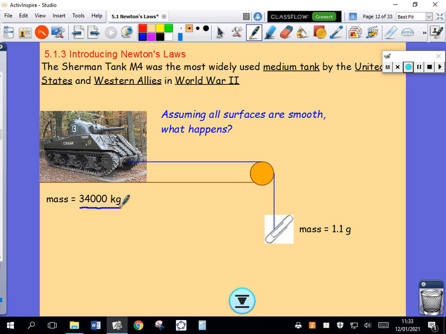What's important here is this. It says assuming all surfaces are smooth. What that means from our perspective is that there is no friction at work here whatsoever. So if all surfaces are smooth, then there is no friction force at work.